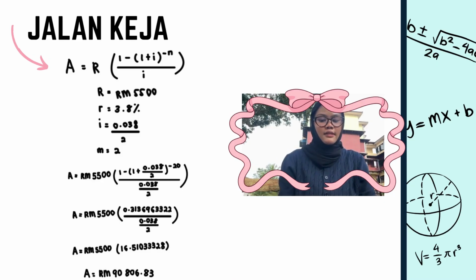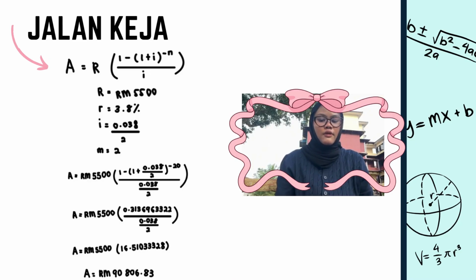Let's begin our calculation. A equals 5,500 bracket 1 plus 0.038 divided by 2 bracket power of negative 20 divided by 0.038 divided by 2 bracket. You need to solve inside the bracket first.